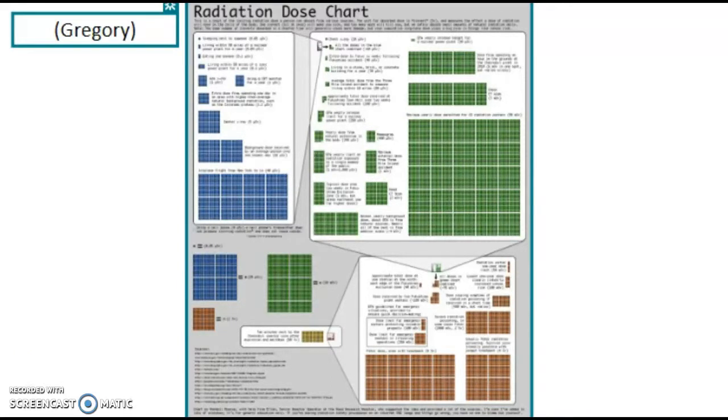1 blue particle is equivalent to sleeping next to someone, and 400 blue particles is equivalent to 1 green particle. 1 green particle is approximately equivalent to a chest x-ray, and 500 green particles is equivalent to 1 red particle. 4 red particles is equivalent to a radiation worker's 1 year dose limit, and 100 red particles is 1 yellow particle, which is 1 sievert.